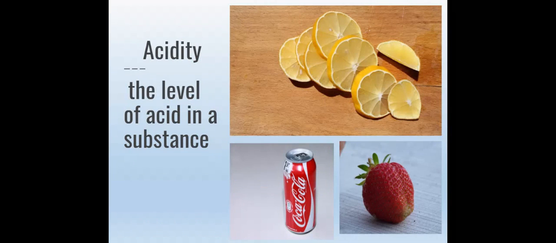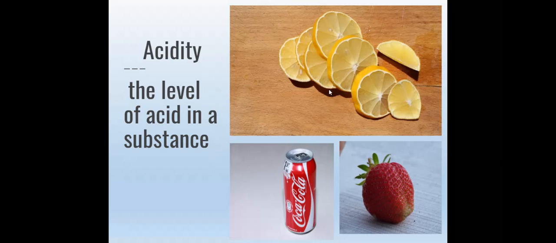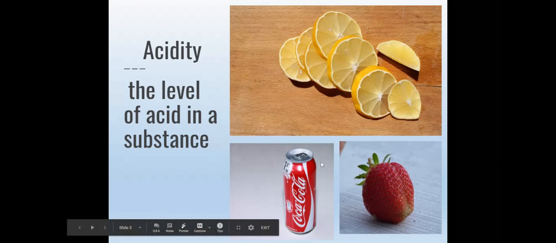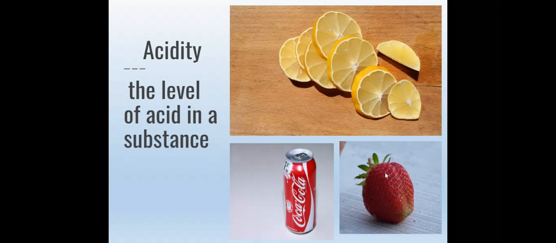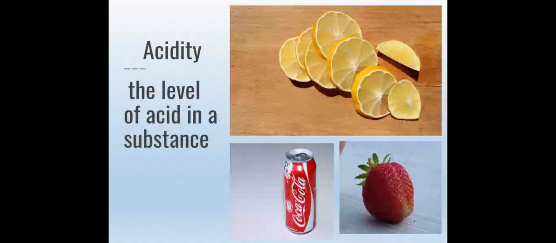Okay, so acidity is just the level of acid in a substance. These things we are very familiar with as acidic. Lemons, we know, have that sour taste that comes from their acidity. Coke, we know, if you swallow it, it goes down, it might burn a little bit. And then strawberries, which are very sweet, are surprisingly acidic. They tend to fall anywhere between a 2 and a 3, which is about the same place that grapefruit juice, pop, and tomato juice fall on our pH scale. So strawberries are actually very acidic.